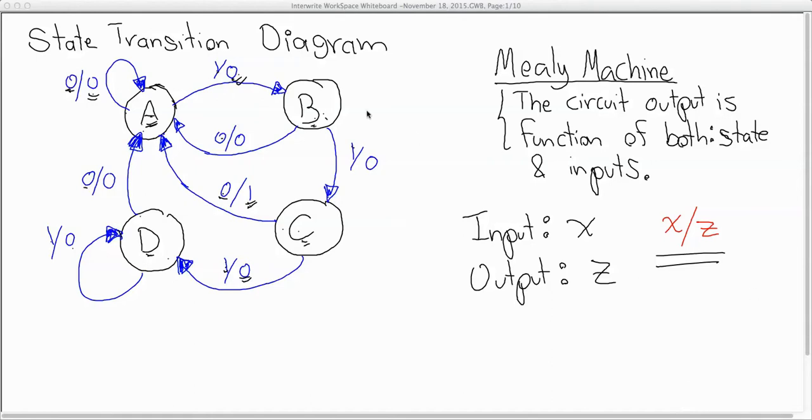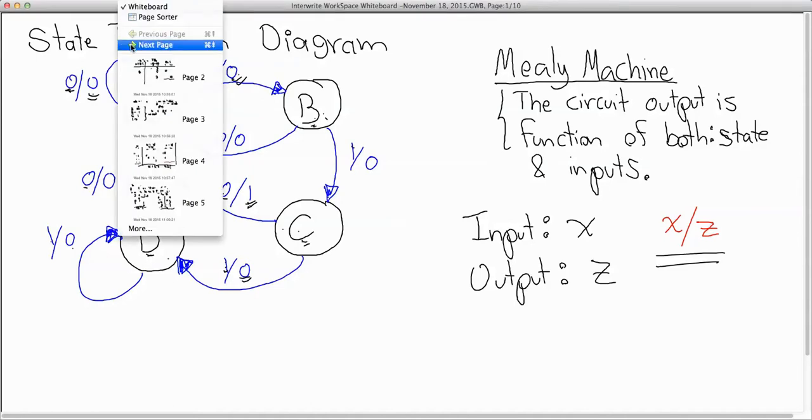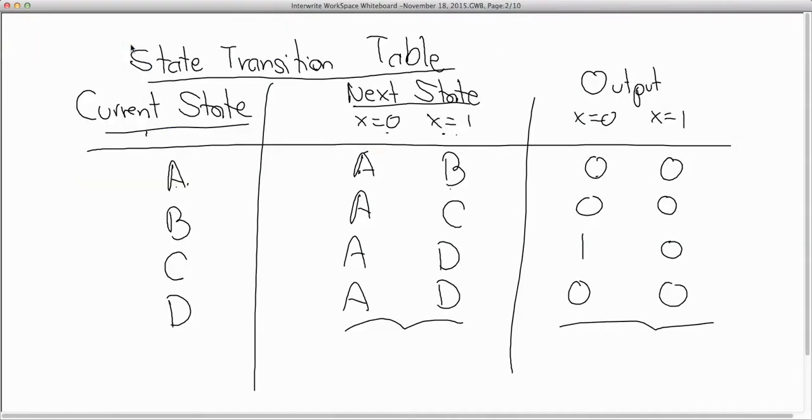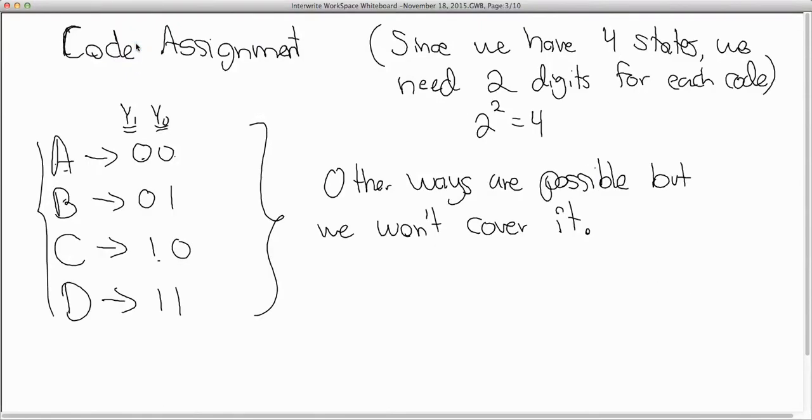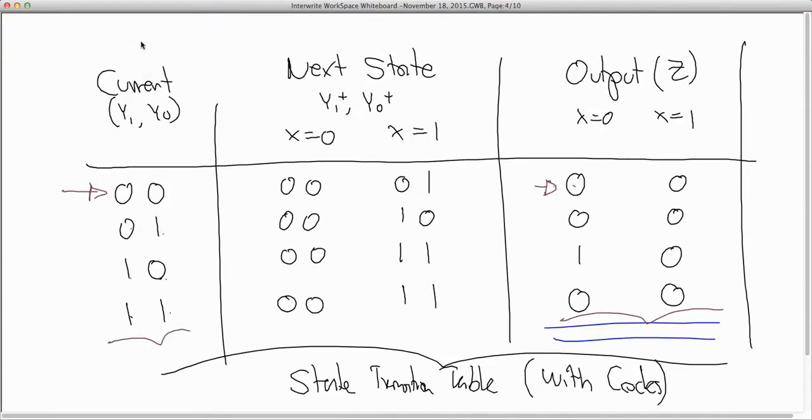And the first step is to take this and generate the state transition table. So this is the same state transition table that you have seen before. Then the next step is to do the code assignment, and nothing changes. Up to this point, everything is the same. You take the codes and you substitute them in the state transition table, and instead of using the A, B, C, D, you put the codes. So up to this point, everything is exactly the same.